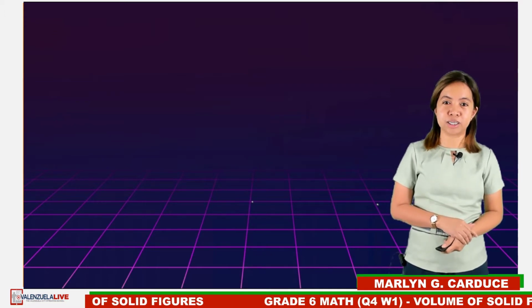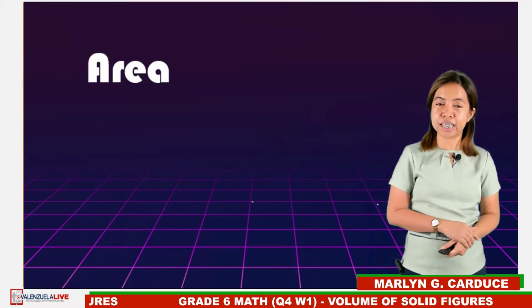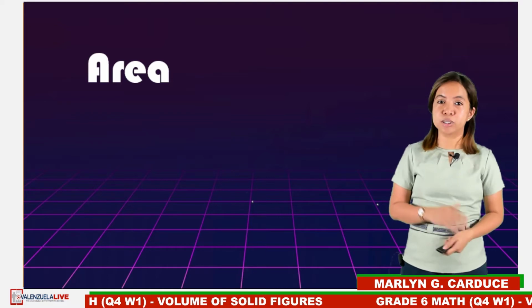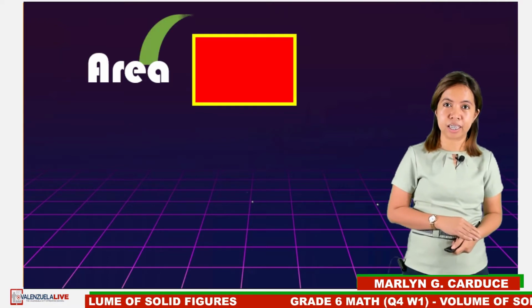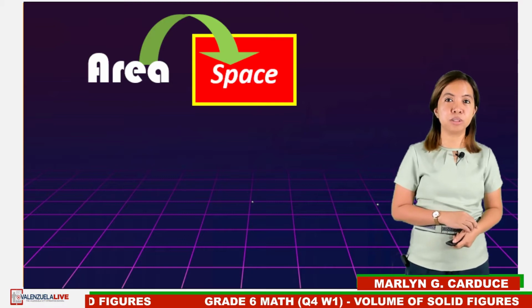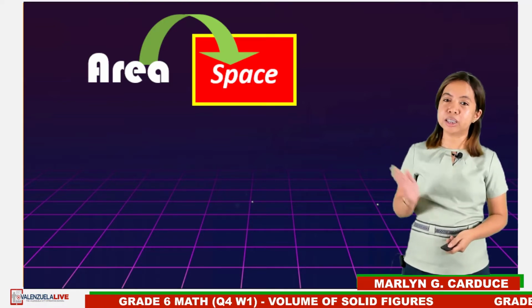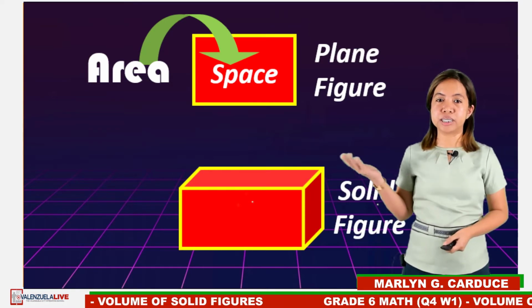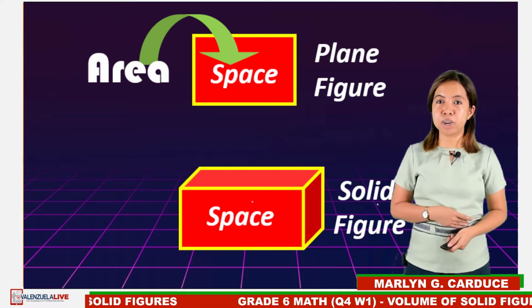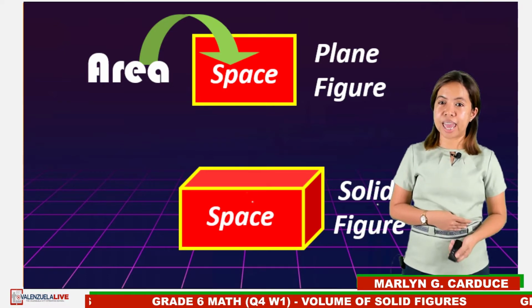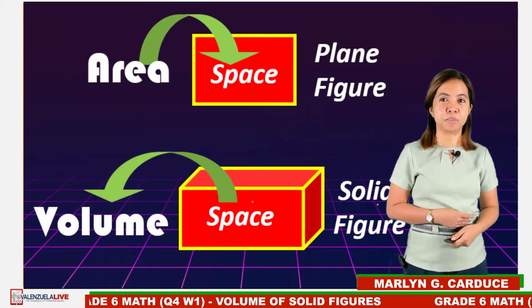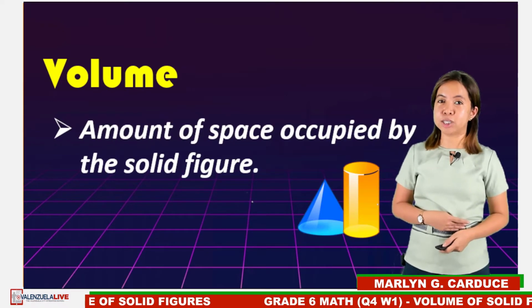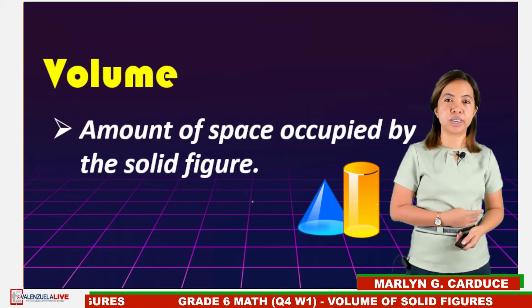In the previous lesson, we learned about the area and surface area. Recall that for the area of a plane figure, we solve for the amount of space taken by a two-dimensional figure. But when we talk about solid figures, aside from solving the surface area, we also solve for the amount of space occupied by it. And that's what we call the volume. So volume is defined as the amount of space occupied by the solid figure.